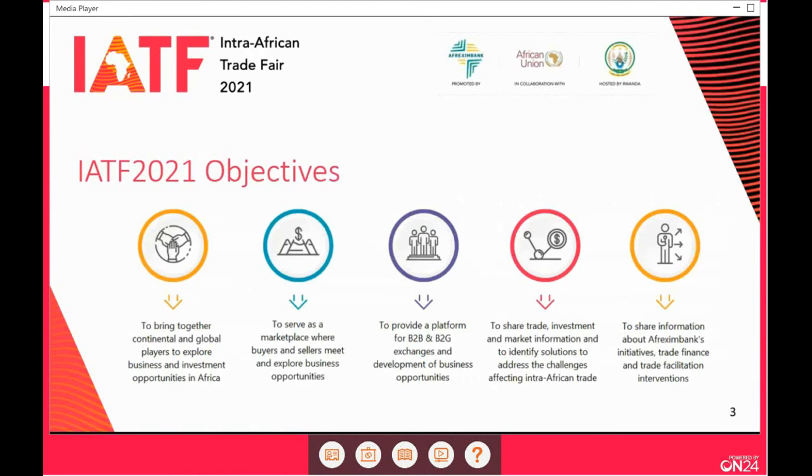The Intra-African Trade Fair 2021 will provide a unique and valuable platform for businesses to access an integrated African market of over 1.2 billion people with a combined GDP of over $2.5 trillion created under the African Continental Free Trade Area. We're going to focus on bringing together continental and global players who are seeking business and investment opportunities in Africa. We will serve as a marketplace where buyers and sellers can meet and continue to explore various business opportunities. We will provide a platform for B2G and B2B networking and development of business opportunities. We will share trade and investment and market information to identify solutions while addressing challenges affecting intra-Africa trade. We will also use this opportunity to share information about Afreximbank initiatives, trade finance, and trade facilitation interventions.